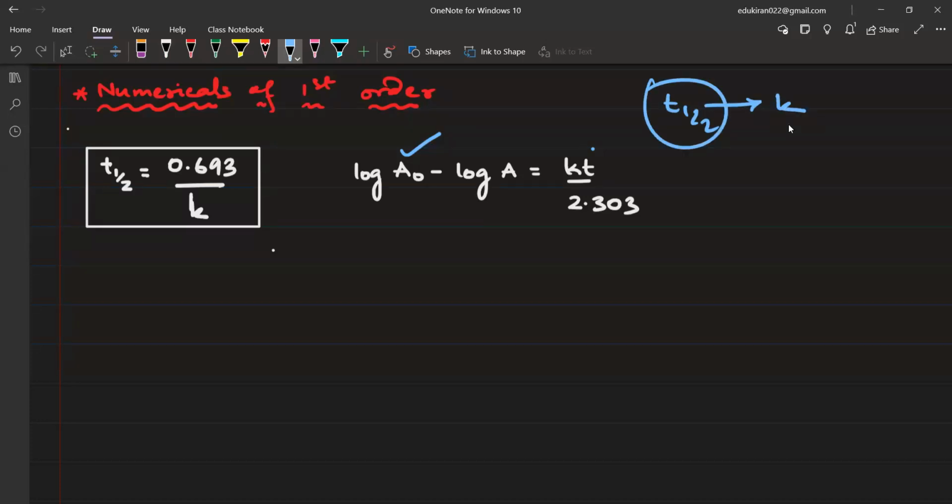So whenever t half is given, understand that k is also given. Please understand, whenever the t half is given, they have also given the k. You can calculate the k from here. So t half will be given and k will be given. And they will ask you either one of these. They will ask you either the remaining concentration or they will ask you the time taken for this. अगर आपको ये दिया हुआ है, then they will ask you the time. And if they have given you time, then they will ask you the remaining concentration.